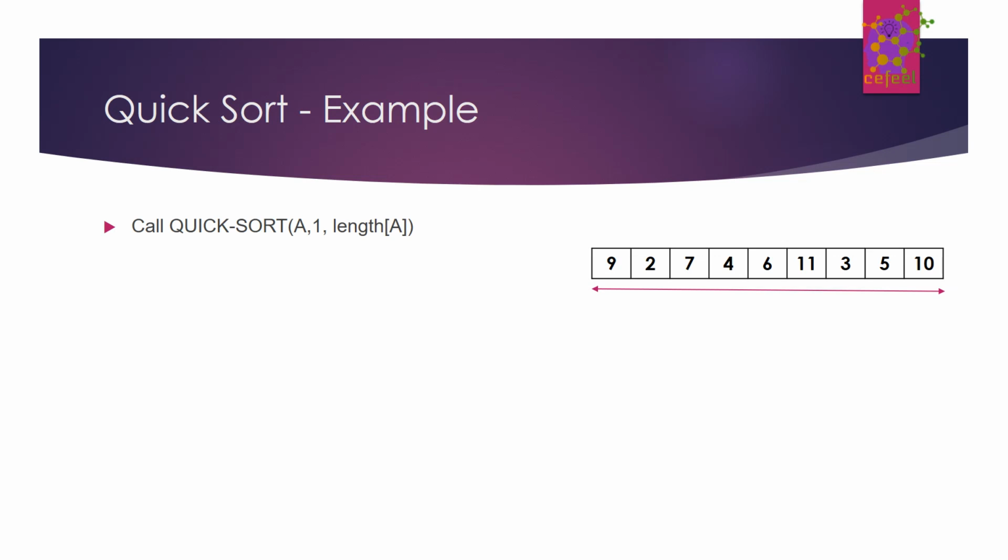So how do we start? First, since quicksort is a recursive algorithm, we have to make a call. We make a call of quicksort with low and high. Low is 1, which is the first element, and then we pass in the last element, which is the length of the array A, or in this case 9, because the length of the array is 9.